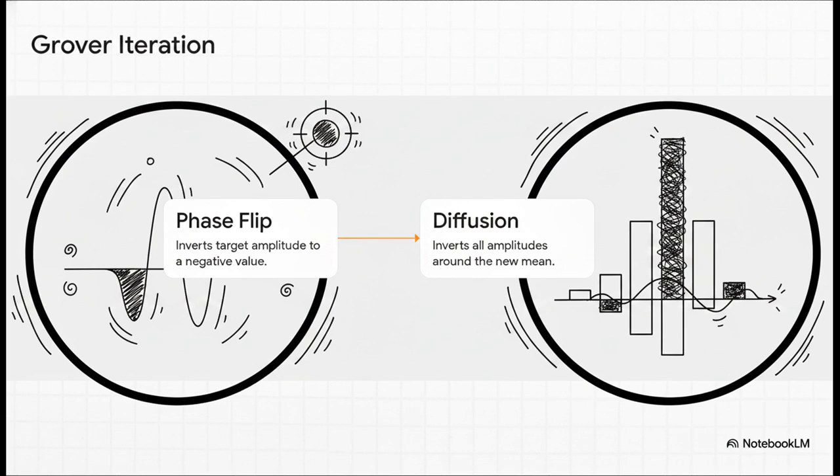So step 2 is the diffusion inversion. This takes that invisible phase change and forces it out into the open, converting it into a massive probability spike by inverting all the amplitudes around that new lower average.